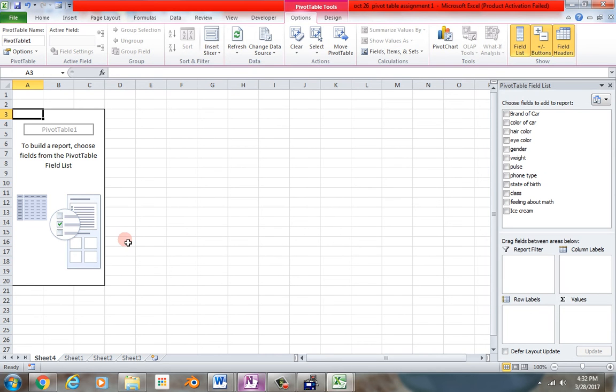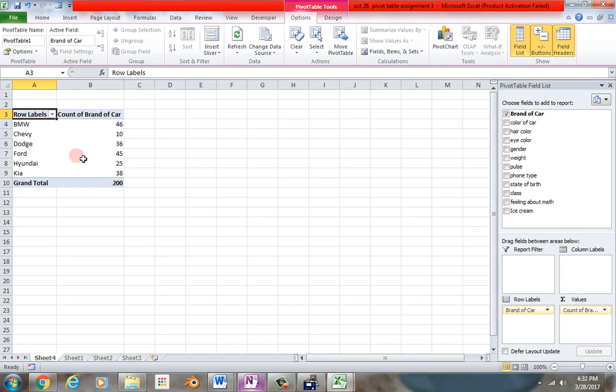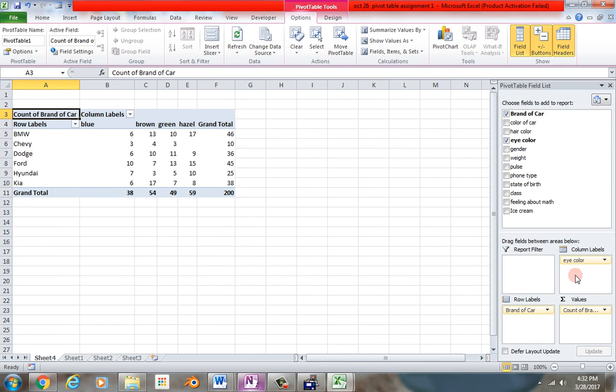Okay, cool. Now, this is what we call a pivot table. If you've never used one, I will be putting up a video on how to do them later on. It's kind of fun. So we're going to drag brand of car here, brand of car here. Oh, look at that. It broke out all the cars by brands. Who saw that coming? And what did I say? Eye color? Boom. Nice. And so there they are.